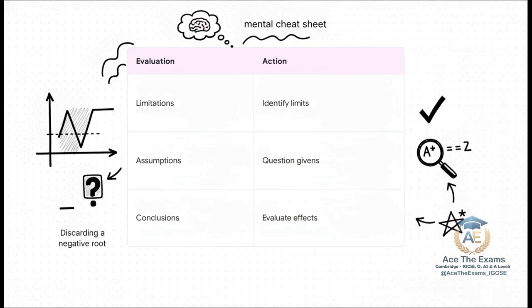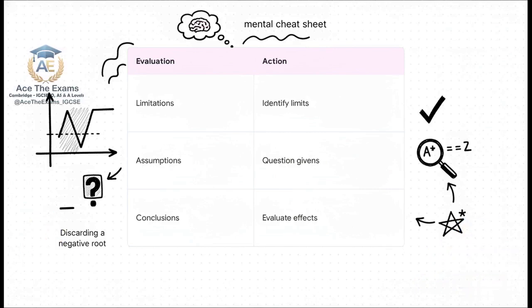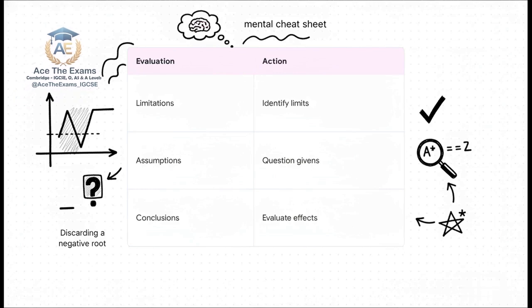Top-scoring A-star candidates demonstrate evaluative thinking by constantly, aggressively questioning their own assumptions. They justify their decisions. If you discard a negative root because of the modulus context, don't just cross it out. Clearly state why you did it.